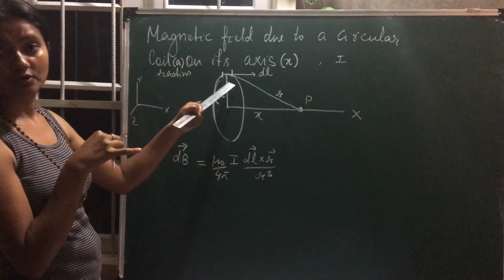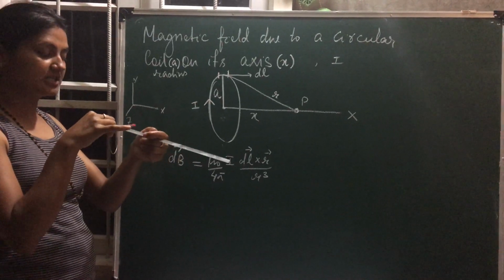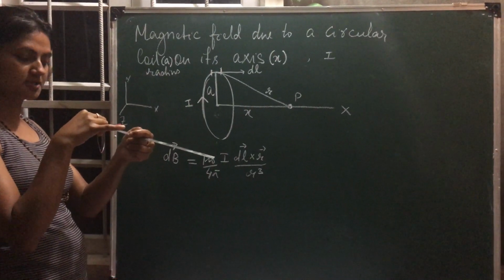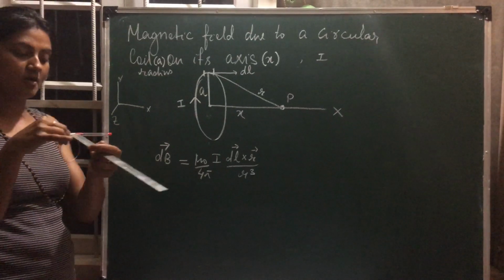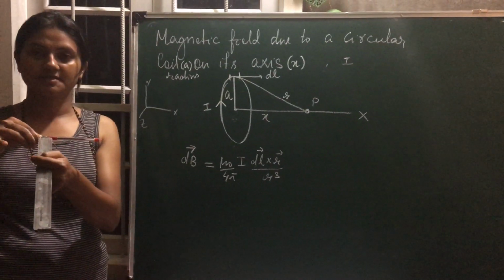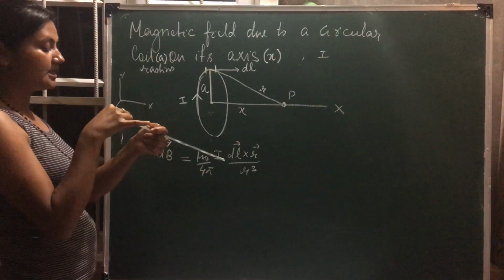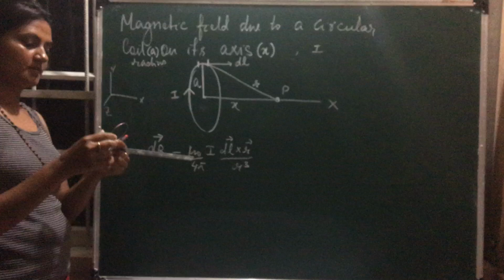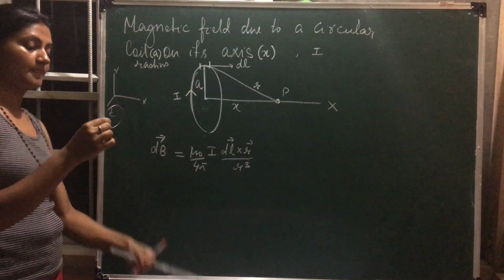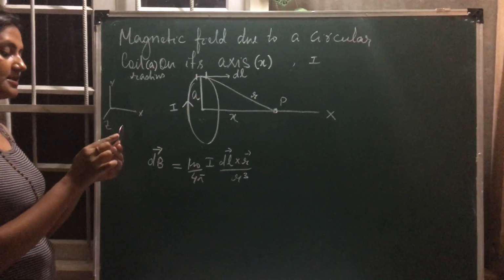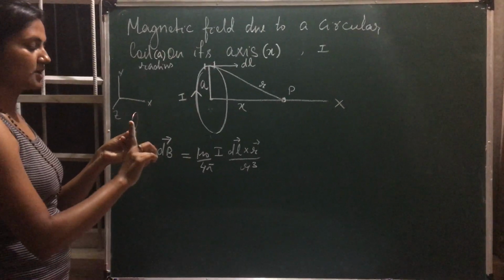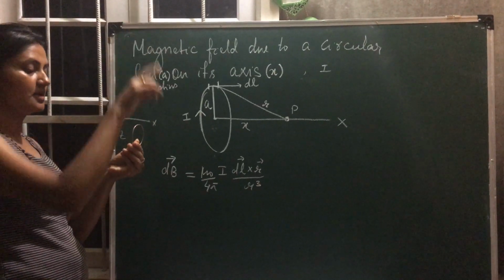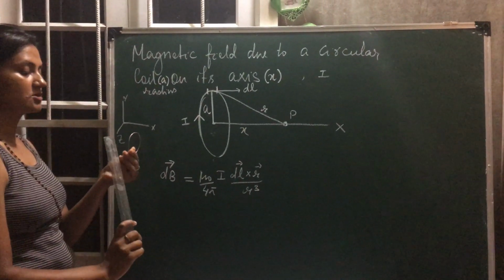From the figure we cannot know it, but when we see it in reality, this is R, right or not? Every time the angle is 90 degrees. Okay, so dL and R. If I take this section also, what is the direction of current? This is the direction of current, that means this is the direction of dL.